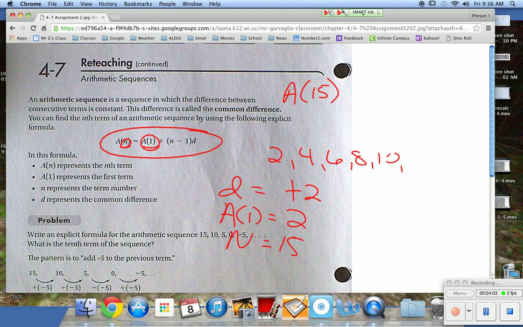And I put this in. A of 15 equals my first term, A1, right? The first term in my sequence is 2 plus, what's n minus 1? 14, right? 15 minus 1 is 14. 14 times my d, which is 2. So my 15th term is 2 plus 28 or 30. If I added this out 15 times, my 15th term would be 30.